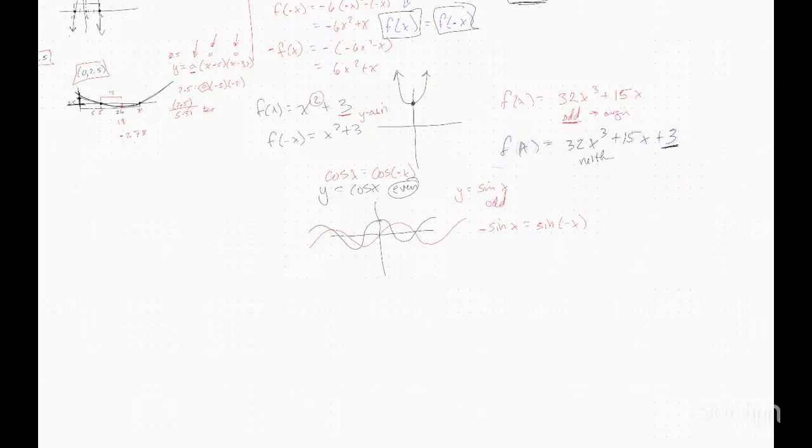Yeah, so for polynomials, they all have to be even or constant for an even function, or they all have to be odd and no constant for an odd one. So a 32x cubed plus a 15x squared would be neither. Yes. Okay, that's good to know.